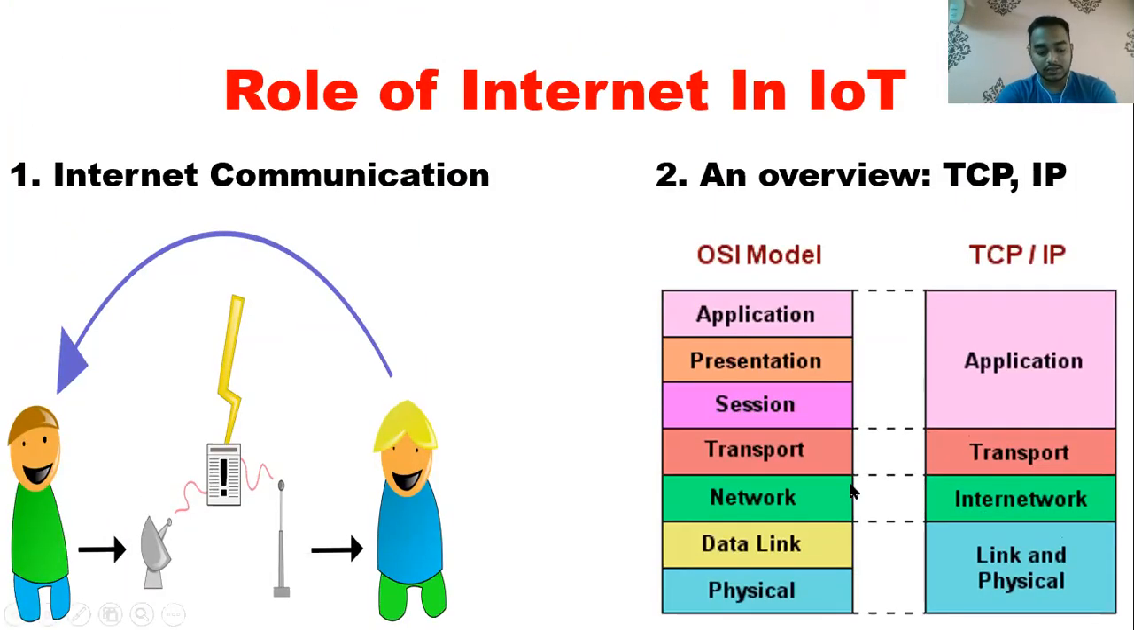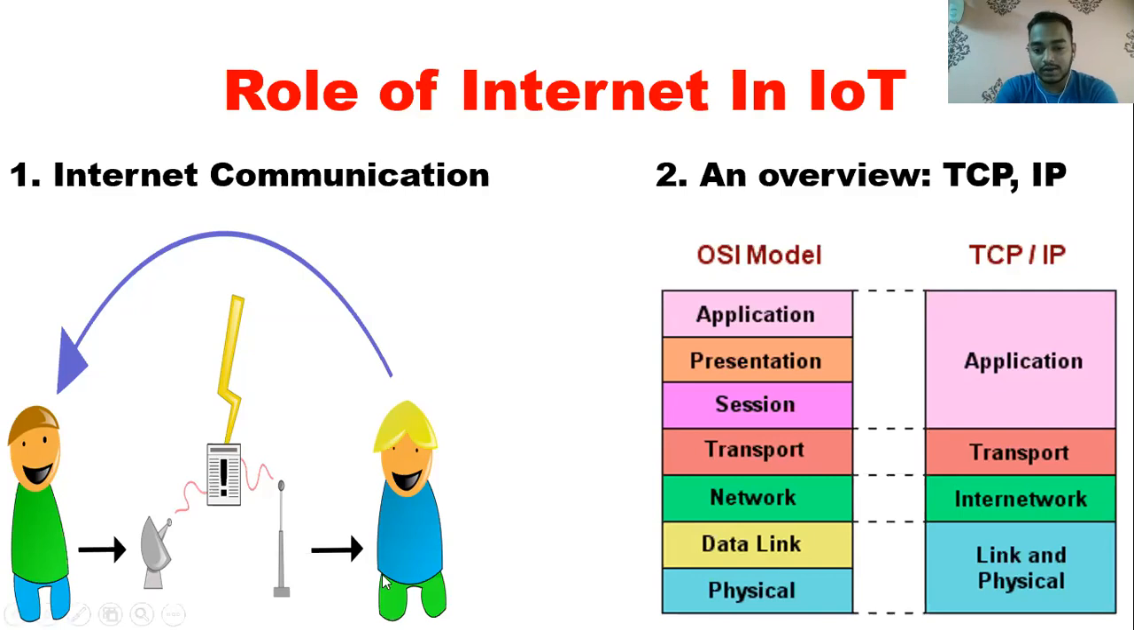After that, the next layer is the network layer. Sorry, after that the next layer is the transport layer. The transport layer is the heart of all layers. In the transport layer, segmentation takes place. It means the data which you are sharing with another person, the transport layer will distribute into packages. So segmentation takes place in the transport layer.